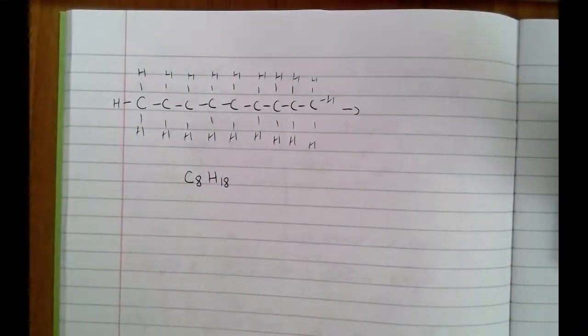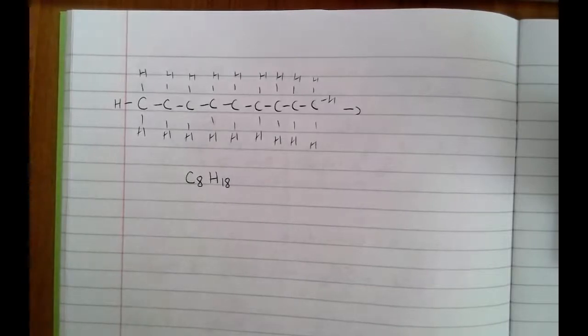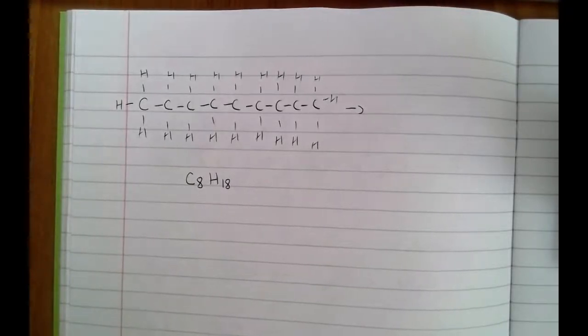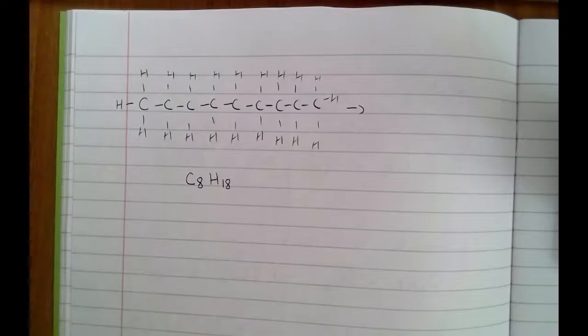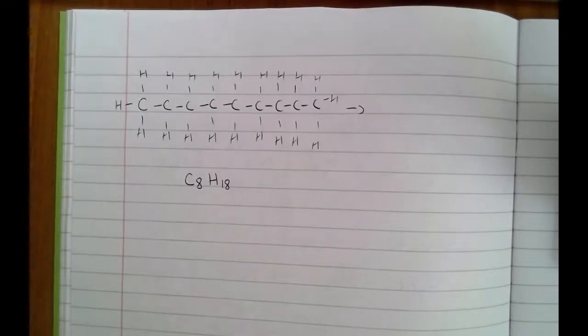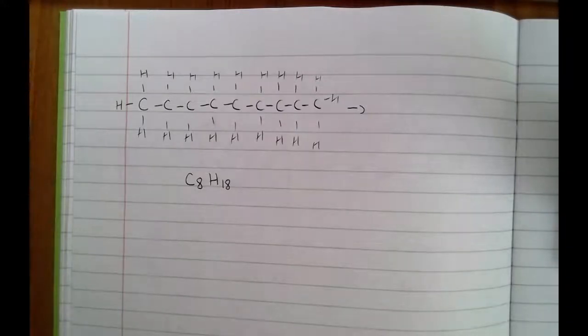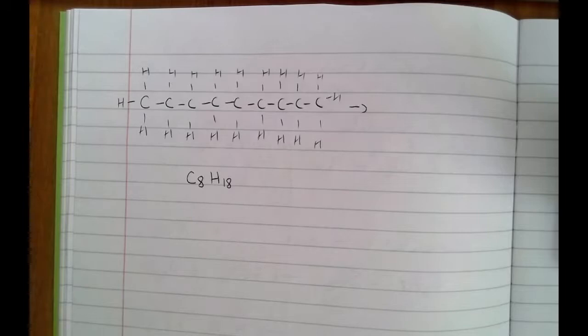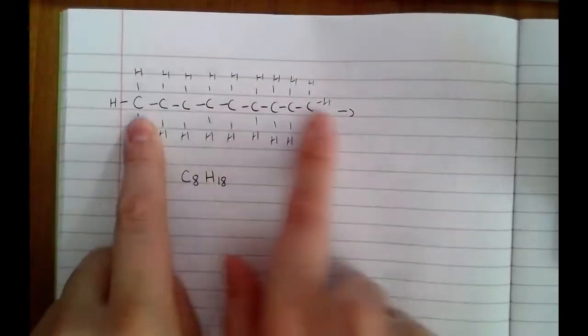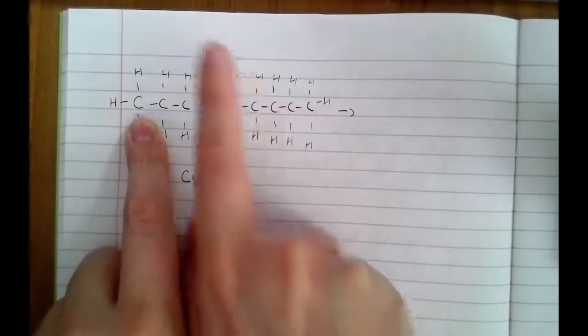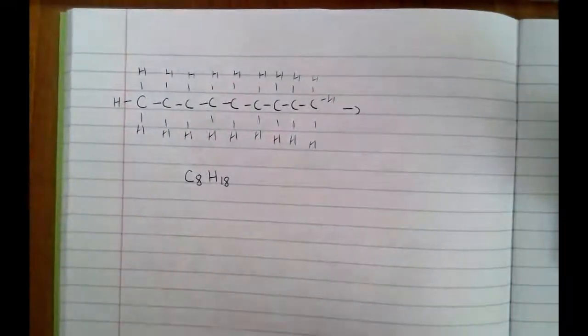And cracking is when you take a long hydrocarbon and you break it down into smaller hydrocarbons. The reason you do this is because smaller hydrocarbons are more in demand. They're more in demand because they're more useful and there are less of them. So we don't have enough of them to meet the current demand. Therefore, you take your long hydrocarbons, which are less useful, and you break them into smaller hydrocarbons.